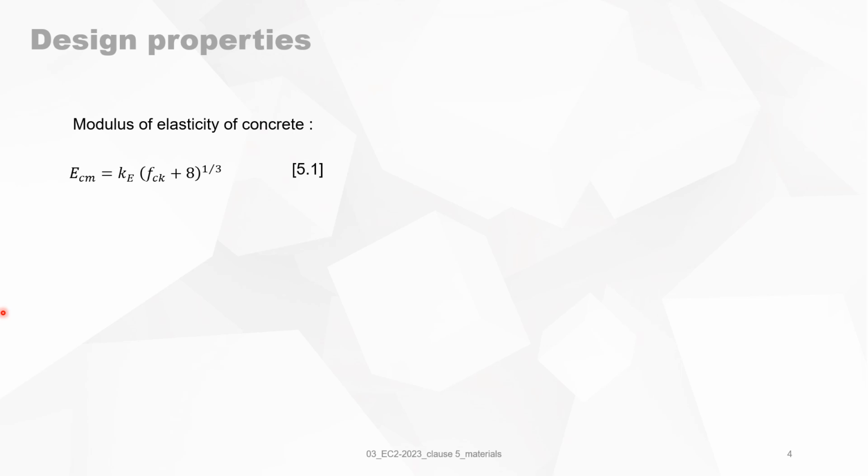Let's now look at the modulus of elasticity of the concrete, Ecm. The mean modulus of elasticity equals a factor KE times fcm to the power 1/3. fcm is fck plus 8, expressed in megapascal. The factor KE, for quartzite aggregates, is 9,500. You have a lower value of 5,000 and a higher value of 13,000. So this is quite a range.